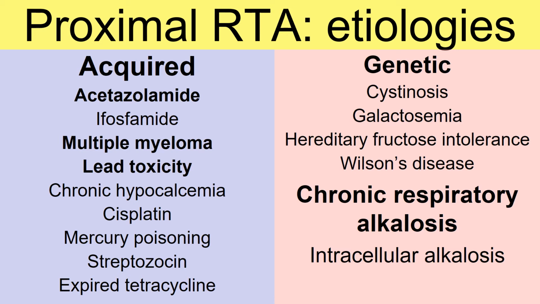Look for other signs of Fanconi syndrome, which is a combination of proximal RTA with glycosuria without hyperglycemia. Again, the Tmax of glucose is also reduced, similar to the reduction in the Tmax of bicarbonate in a patient with Fanconi syndrome. In those patients, think of myeloma as a cause of that proximal RTA. Lead toxicity can do that. Mercury poisoning, an old tetracycline capsule can also give you a proximal RTA. It can be because of certain genetic disorders, and it can be seen in chronic respiratory alkalosis.